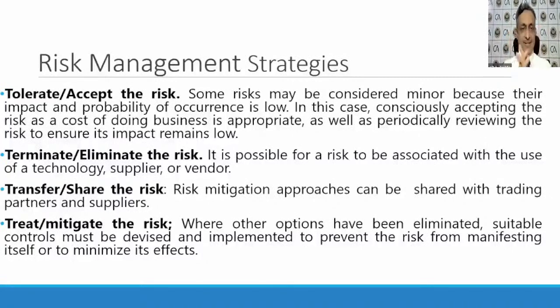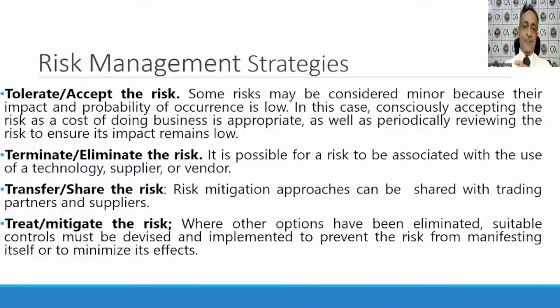Tolerate, accept. Where you feel that the risk is minor because the impact is not going to be huge and the probability of occurrence is low, so you allow it to be there. That is tolerating the risk. In this case, consciously accepting the risk as a cost of doing business is appropriate. That will happen anyway. For example, in any business you do, the chances of bad debts are always there. So you say, okay, 0.1% bad debts, accept. Done.